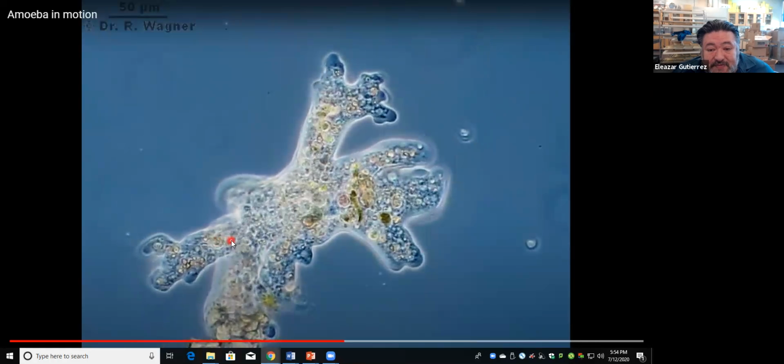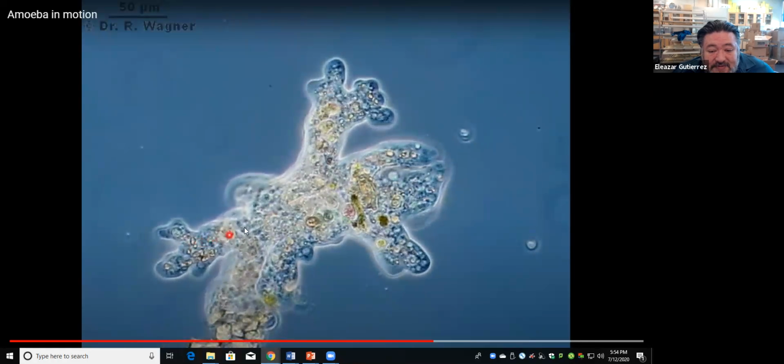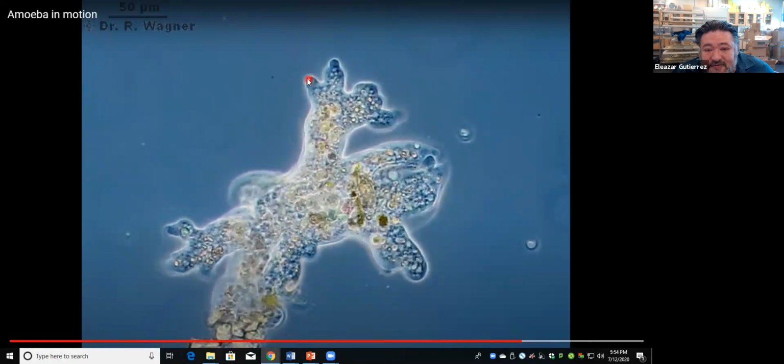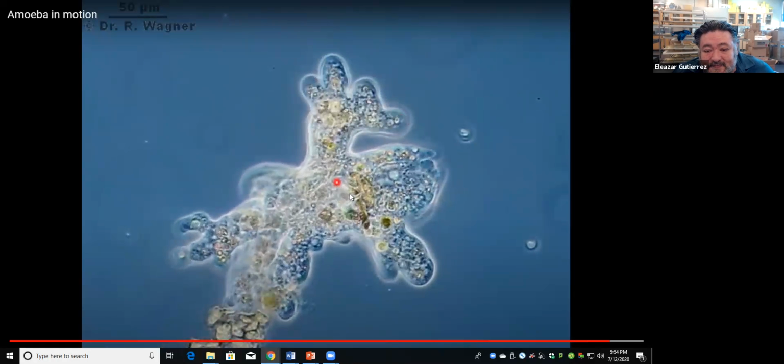See? The cytoplasm is moving from where it's coming from as this guy comes in and is moving towards where it's going to as it looks for food. Is that awesome?